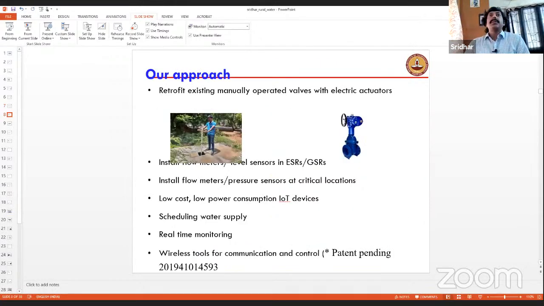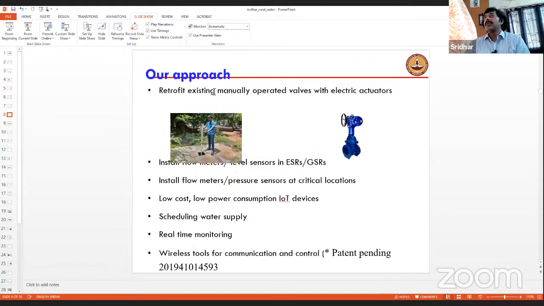So our approach has been, as I said, a lot of these networks are operated manually, so to retrofit these with electric actuators. This is to account for limited manpower available for operating these. Secondly, it's a tedious job. It's also a physically demanding job. These are very large diameter pipelines, anywhere from 200 millimeters to maybe 1,000 millimeter pipelines, and the valves are not easy to operate, especially when water is flowing under pressure.